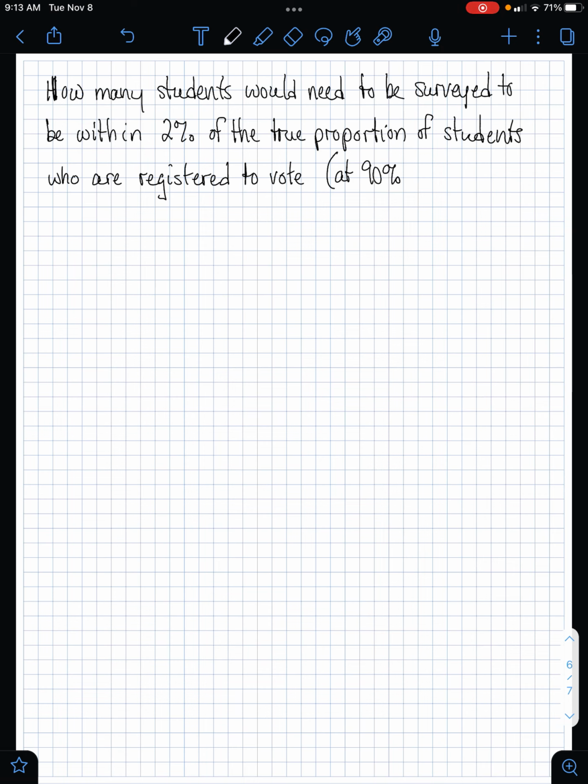Now let's keep the same confidence level. So once again, we have certain information here. We do not have n. That's what we're going to be looking for. But we do again have p hat.